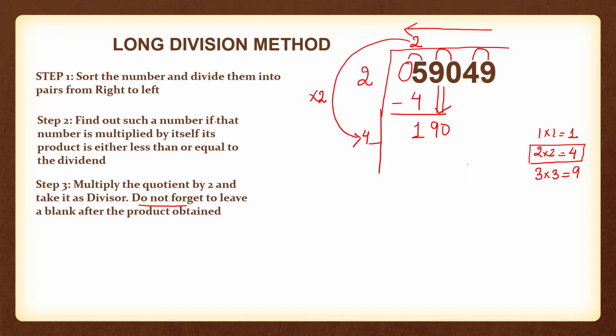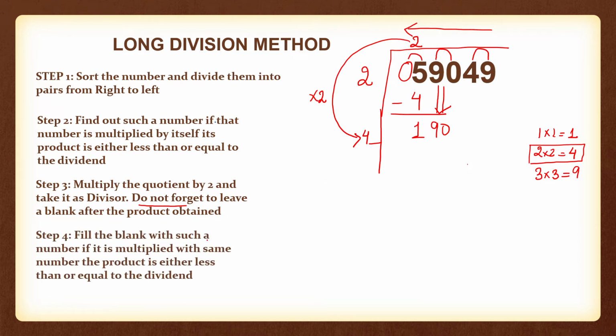Now the next question arises, how to fill this blank. So fill this blank with such a number that, if you multiply it with itself, the product is either less than or equal to the given number. So first I am filling it with 2. See, fill it with the same number. You have to fill it with the same number. So 2 into 2 is 4. 4 into 2, 8. 84 is less than 190. But we still have scope. We can move further. Let's check it with 4.